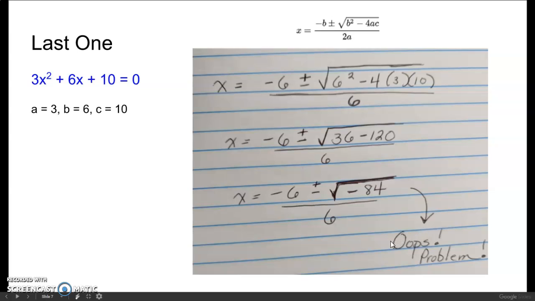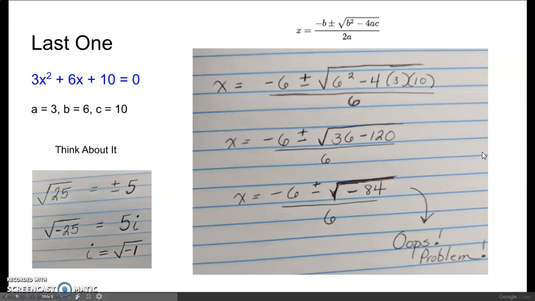And then you can see I have written here, oops, problem. All right, here's the problem right here. Trying to find the square root of a negative. Okay, so think about this for a second. If we were trying to figure out the square root of 25, that is, what times itself gives you positive 25?